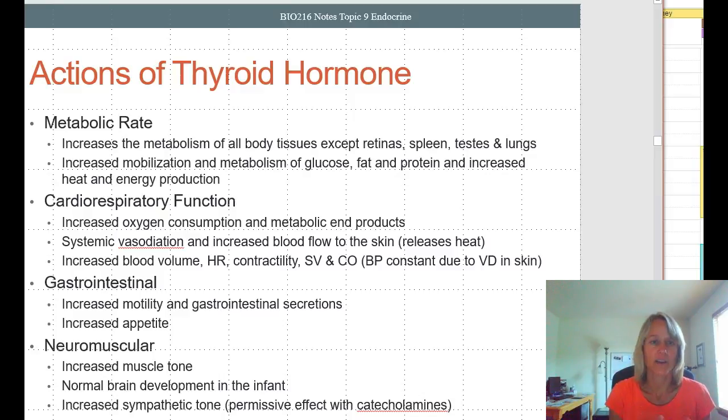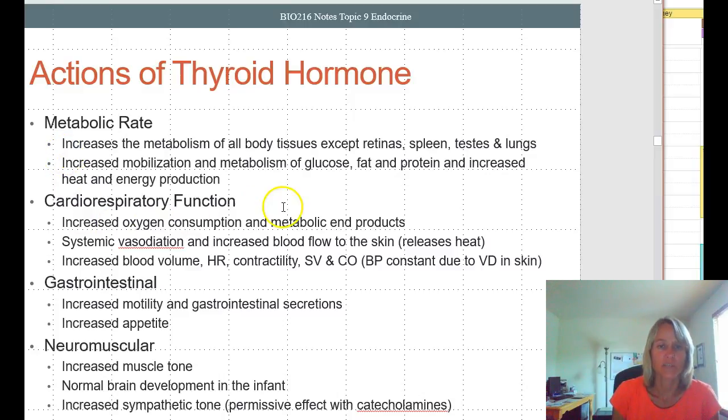Thyroid hormone has a lot of function. Its main function we think of is on the metabolic rate. So it increases the metabolism of all body tissues except for things like the retina, spleen, testes, and lungs. And this is going to lead to increased mobilization and metabolism of glucose, fat, and protein, which leads to increased heat and energy production. So it's going to increase your basal metabolic rate and increase your body heat.